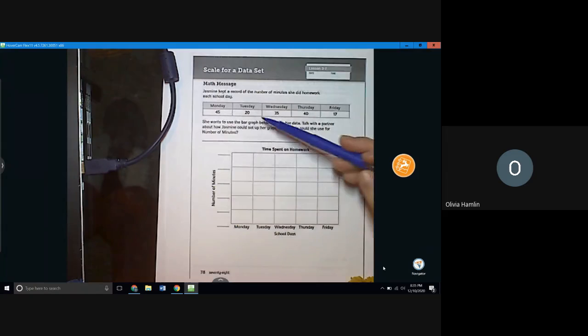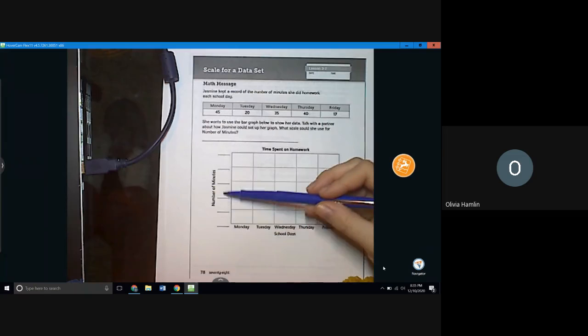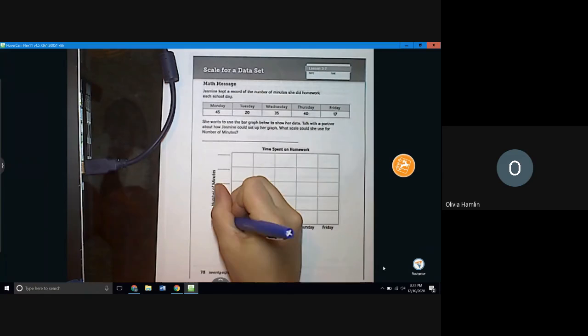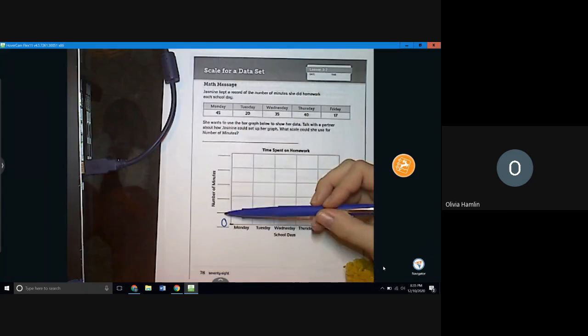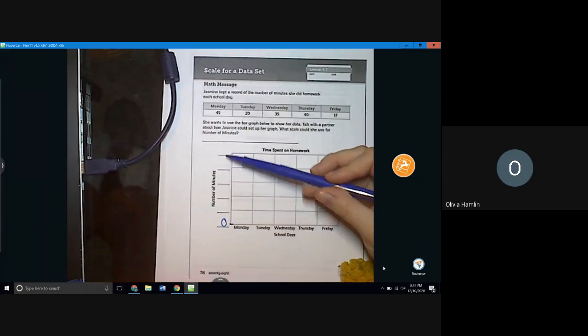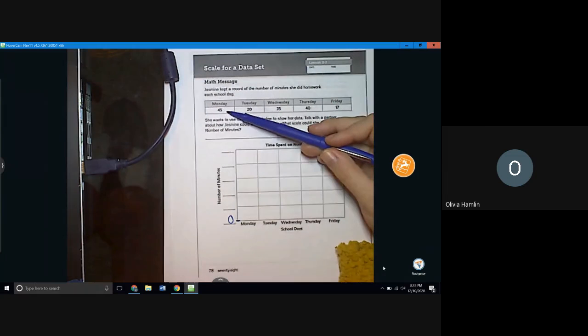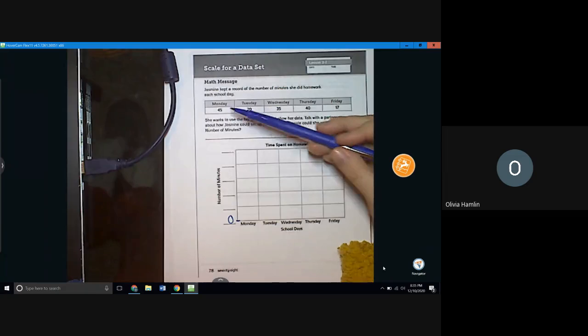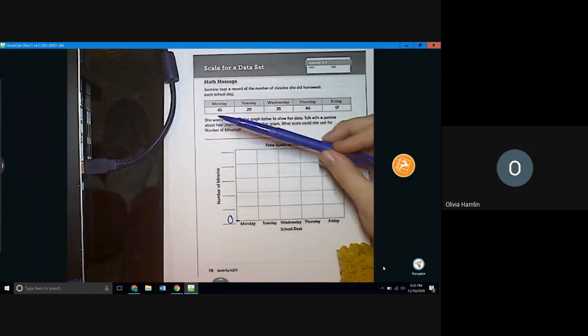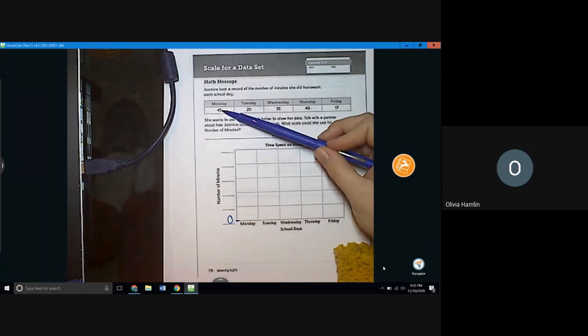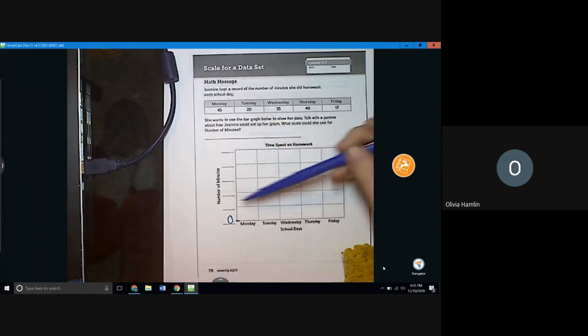Okay? So when it says to talk about how she could set up her graph, it's asking about what intervals she should go by. We know automatically that 0 should be at the bottom because that is the very lowest point. If she went by ones, she would have 1, 2, 3, 4, 5. Is 5 enough space on our chart to graph 45? It is not. Let's try 2s. That's another easy one. 2, 4, 6, 8, 10. Is 10 high enough to graph 45? It is not. Let's try 5s.